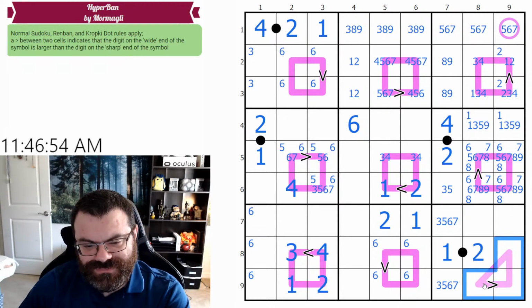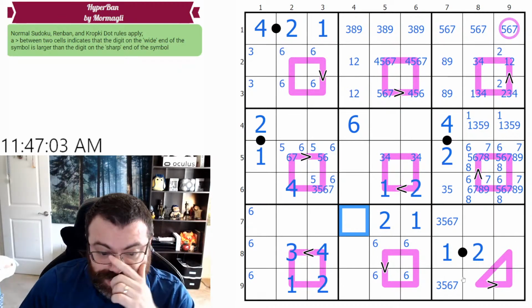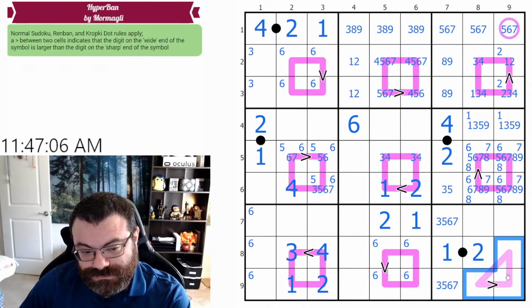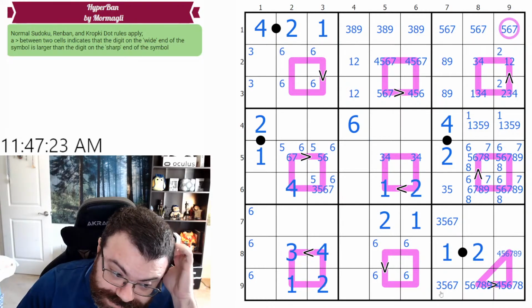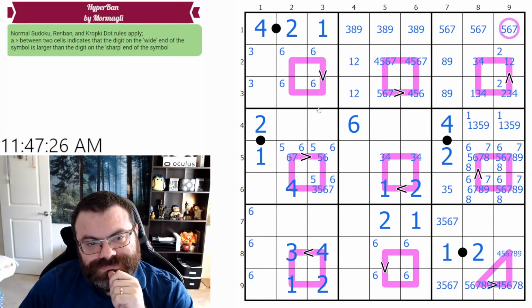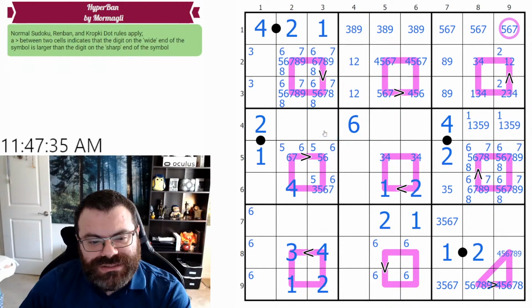Oh yeah, this couldn't have 3-4-5 because both 3 and 4 would go here. Sure, that'll help. So this has 7 and 8 on it because it's from 5, 6, 7, 8, 9. That's not a 5, that's not a 9.